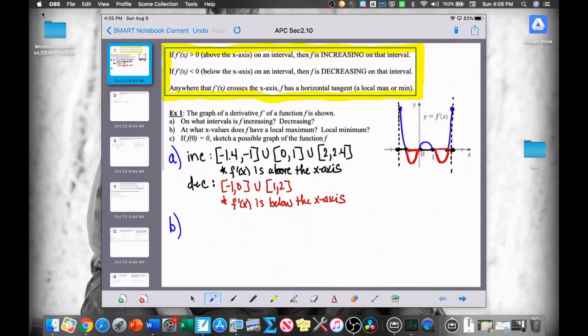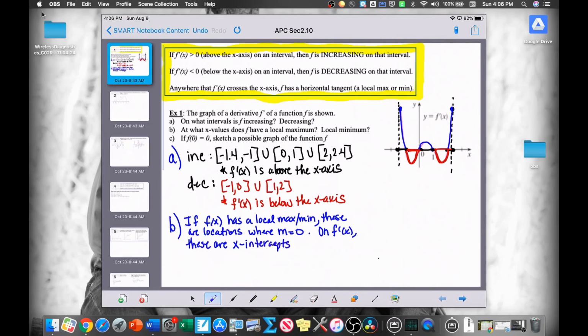Part B asks us, at what x values does f have a local maximum or a local minimum? Well, remember, if f of x has a local max or min, these are locations where slope equals 0. And on f prime of x, these are x-intercepts. That's a very important relationship to understand. So those locations are going to be x equals -1, 0, 1, and 2.